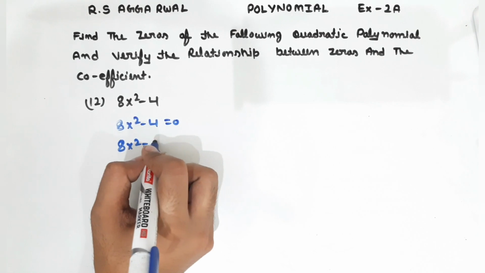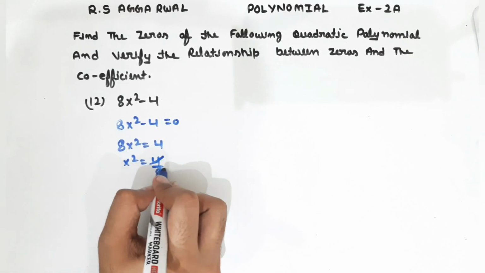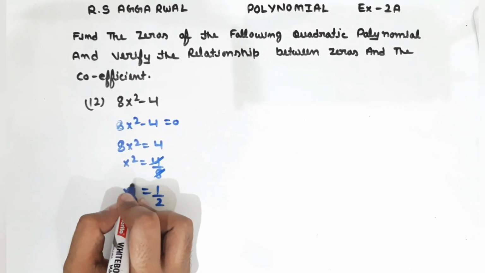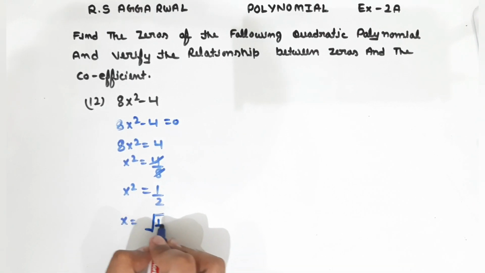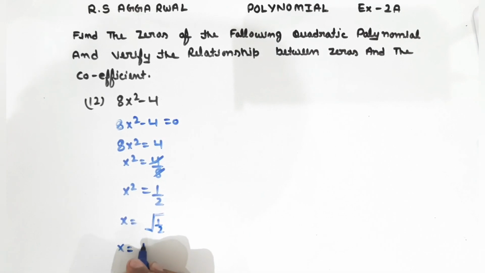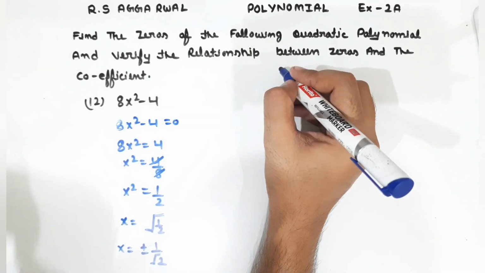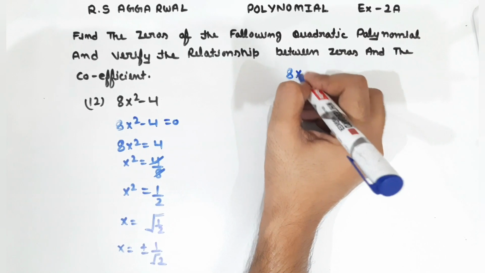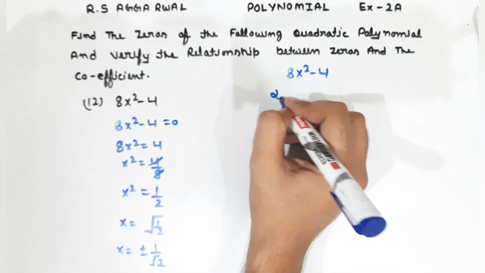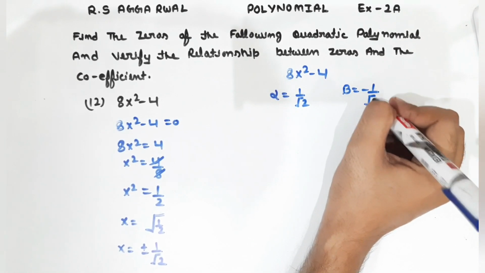8x square will be equal to 4, x square will be equal to 4 upon 8, that is 1 upon 2. So x will be under root 1 upon 2. So x will be plus minus 1 upon root 2. So from here, the two zeros are plus 1 upon root 2 and minus 1 upon root 2. So 8x square minus 4: first zero is 1 upon root 2 and second zero is minus 1 upon root 2.